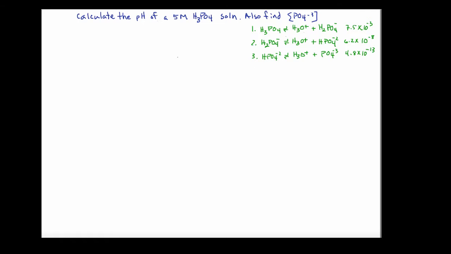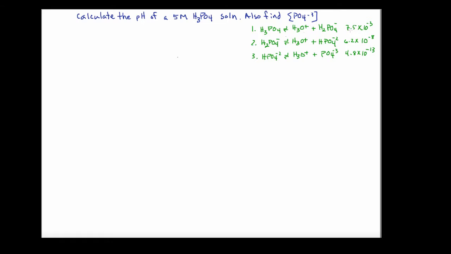Now, the key to being able to calculate the pH of a polyprotic acid in general is to realize that the first thing that you've got to do is evaluate the equilibrium constants. And we see that for this particular polyprotic acid, the equilibrium constant for the first step is very large compared to the subsequent steps. And what I'm going to do is go ahead and insert the ratio between these numbers.